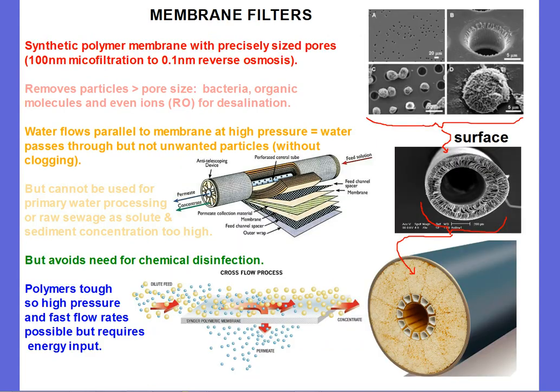So what's a membrane filter? A membrane filter is a synthetic polymer membrane or synthetic polymer sheet with very fine and very precise pore size. 100 nanometers for microfiltration down to 0.1 nanometers for reverse osmosis. And it removes all particles that are bigger than the pore size.